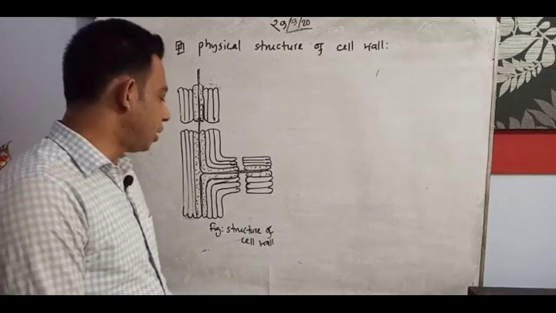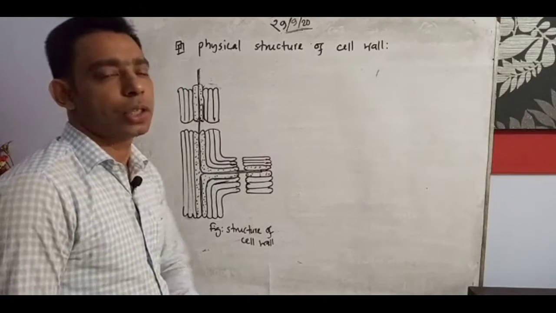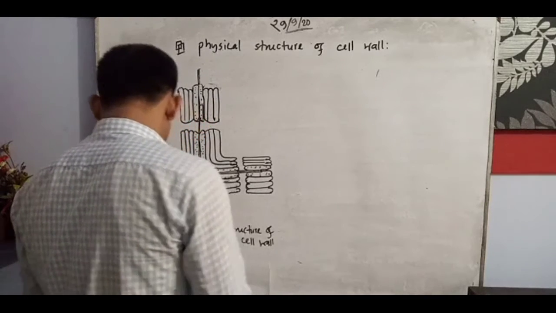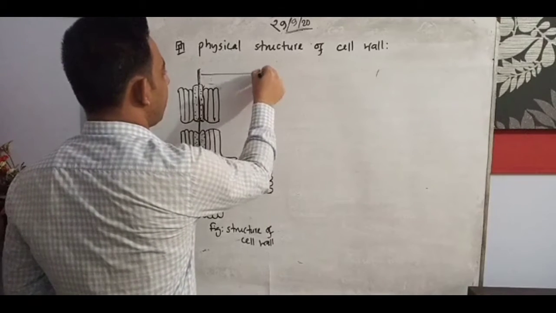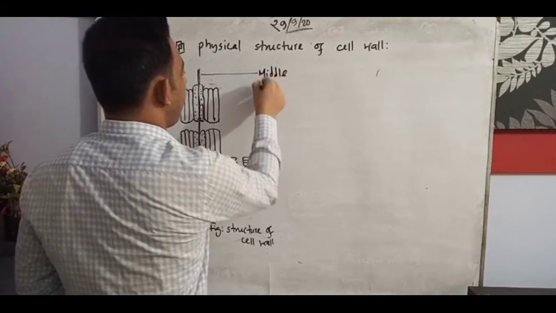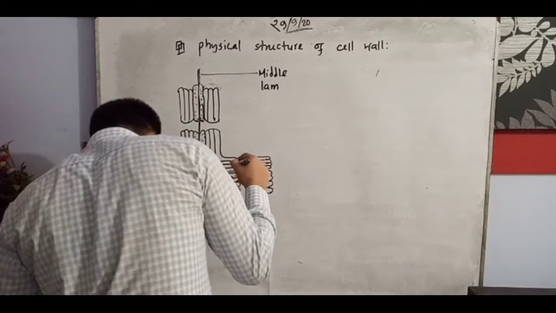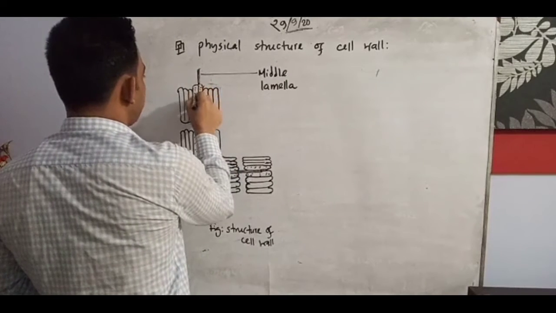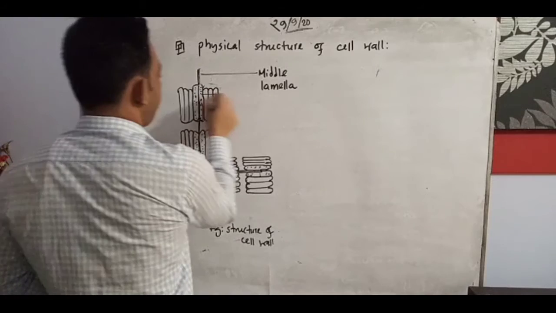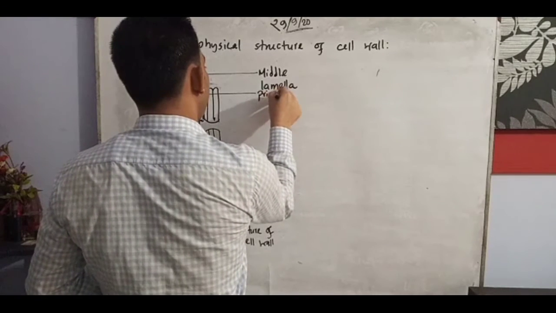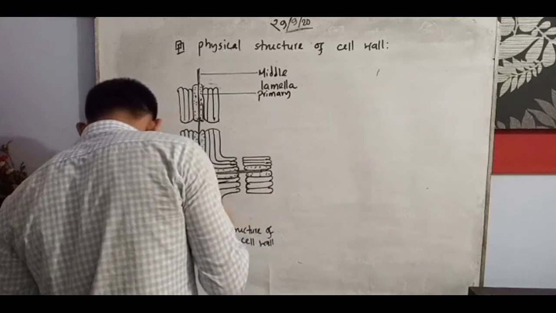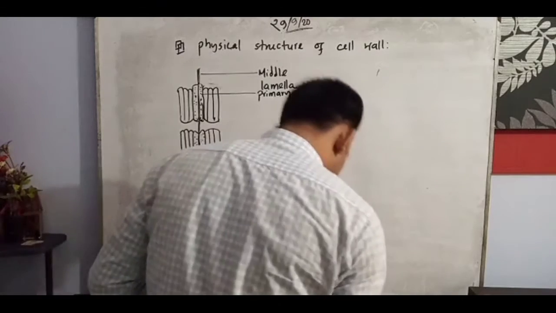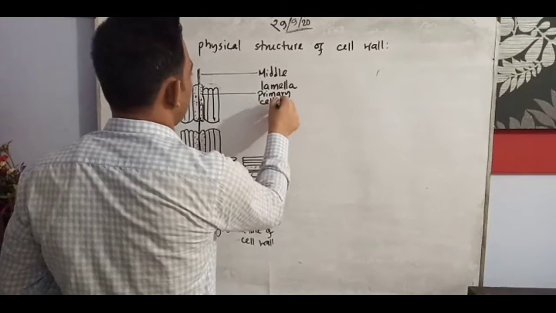After one week we met together. Today we learn about the physical structure of the cell wall. So we will mark this one. Middle lamella is the first one. This part is the middle lamella. And then this dot-like substance that we see here is the primary cell wall, or primary wall, or primary layer, you can say.